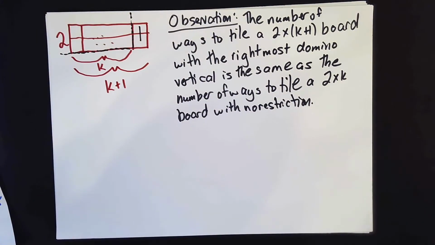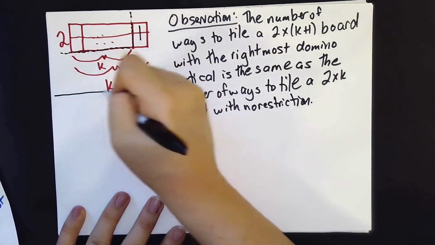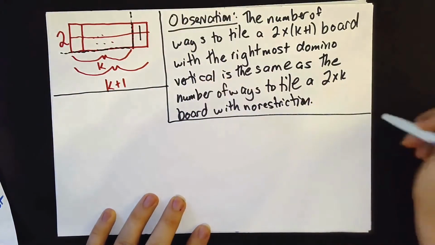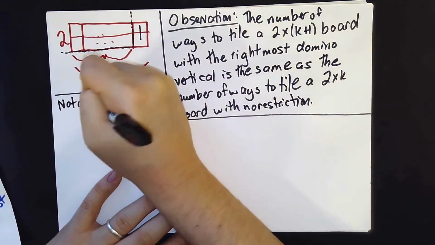So far, I like where we are because we've related tilings of 2 by k plus 1 boards back to tilings of 2 by k boards, which is exactly the kind of thing we want to do when we're writing down an induction proof. Relate the bigger case back to the smaller case.